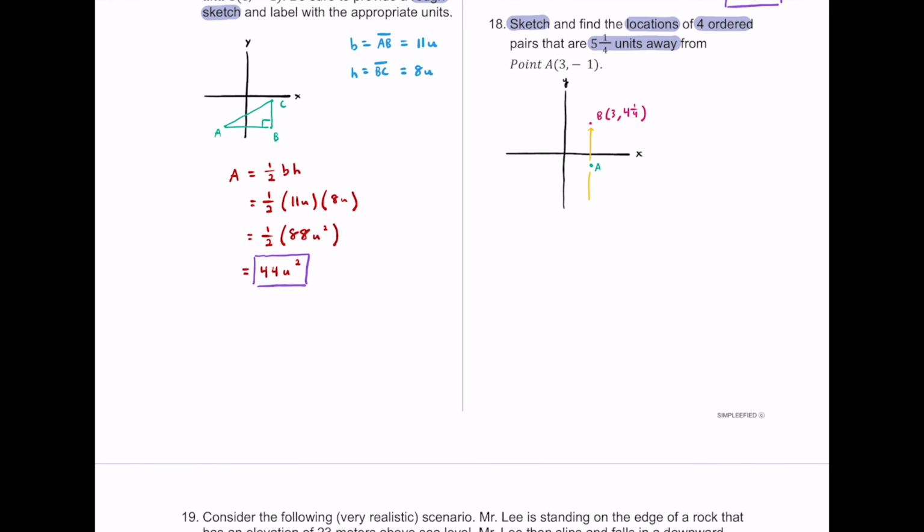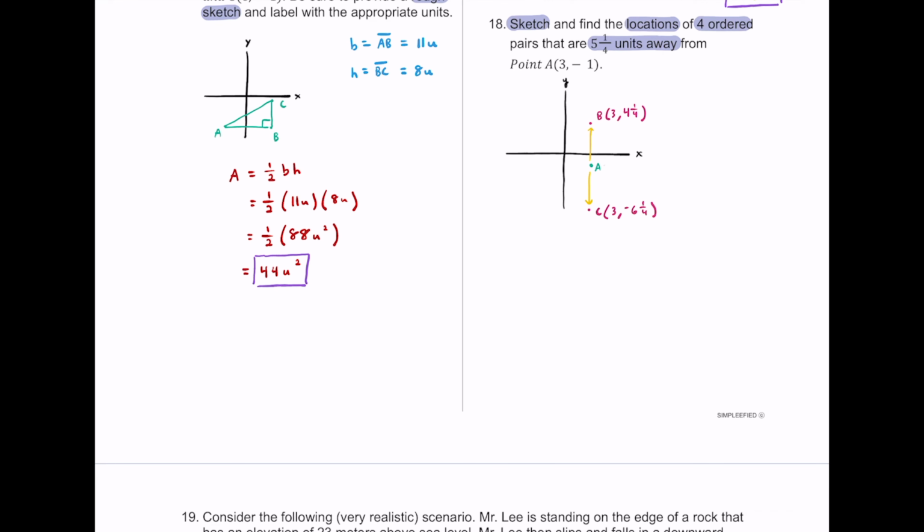If we went down 5 1/4 units, we'll call this point C, okay? Again, what's going to stay the same is the X coordinate, right? That we're not going left and right, so that stays the same. Now, if we were at -1, which is under the X axis, and we drop 5 1/4 more, that should bring us to -6 1/4 units, okay? So that's going to be up and down. Those are 2 points that we've just located.